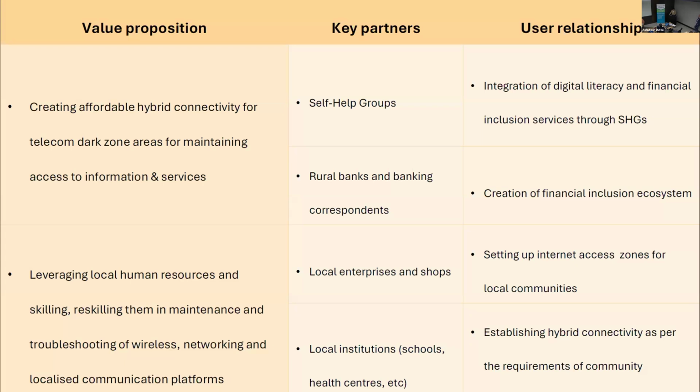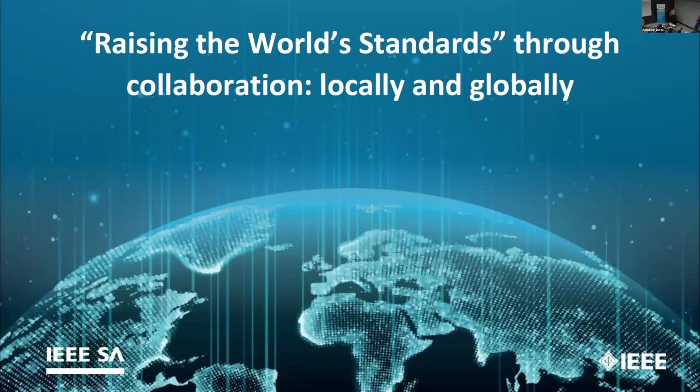Now, the value proposition that you want to create here, you want to create an affordable hybrid connectivity solution. You want to leverage the local human resources and scaling to make sure that the network runs. Our key partners here are the self-help groups, banking services, local enterprises, and institutions. And the relationships that we develop with these key partners are integration of our digital literacy programs. We want to create a financial inclusion system. We also want to establish hybrid connectivity as per the requirements of the community.